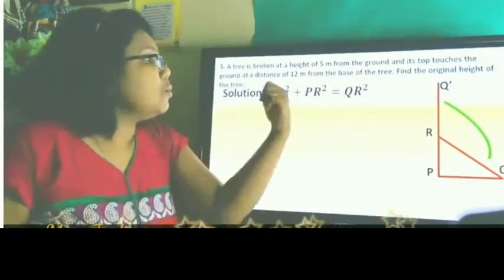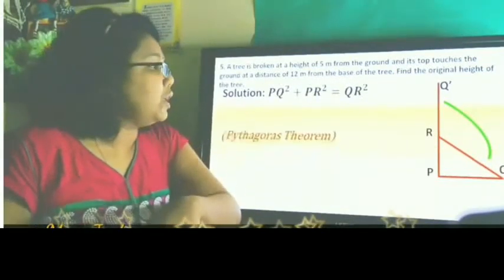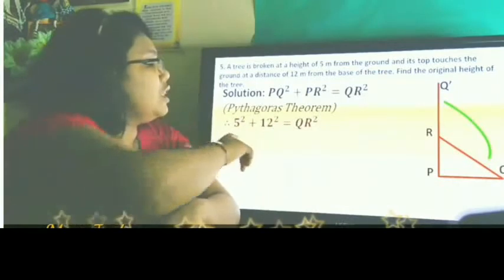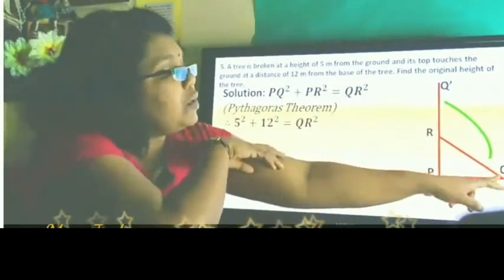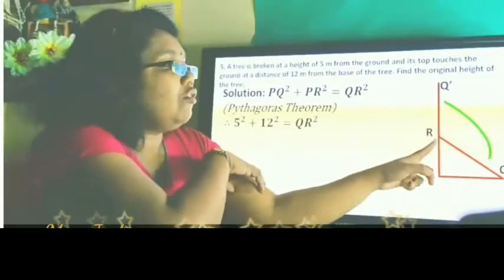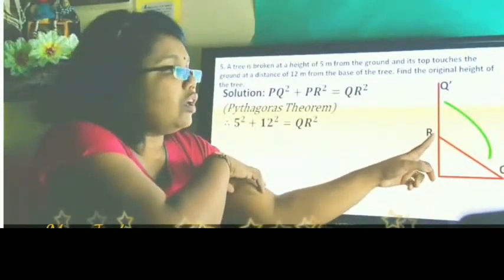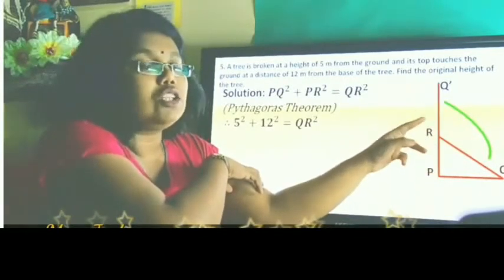of the tree. So PQ square plus PR square equals QR square. Application of the Pythagoras property again. Now 5 square plus 12 square. Why? Because we have to find the hypotenuse, that is RQ. We already have PR. From where the tree has broken down, we have been told the height that's standing, and we have to find the height that's fallen down.